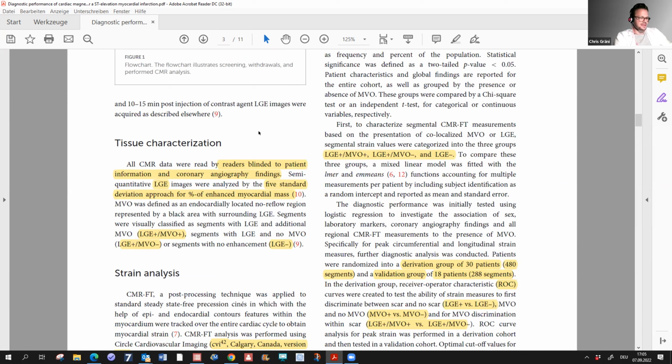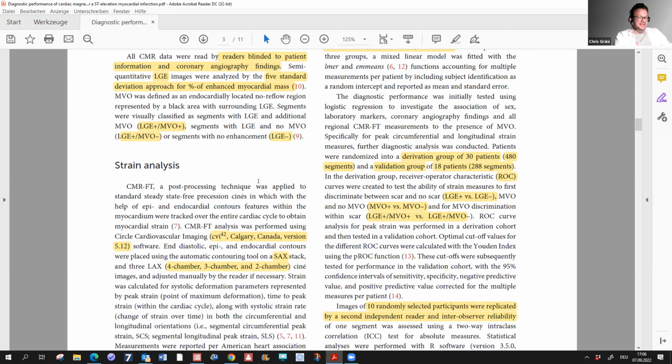and besides MVO minus, like no MVO, we also categorized the patients in LGE plus, MVO plus, LGE plus, MVO minus, and LGE minus. So these 3 groups.